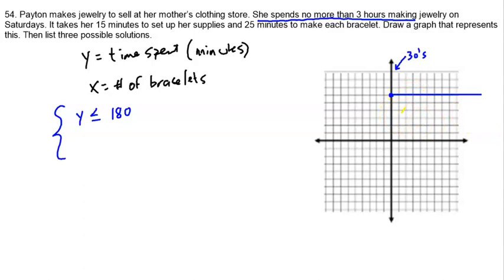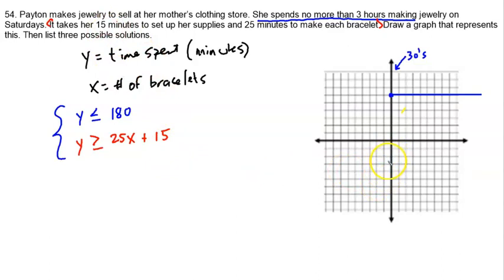And then my other inequality is going to be this. It takes her 15 minutes to set up. Okay, we said that's just a flat. It's always going to take 15 minutes, but then the amount of time spent will depend on how many bracelets, and it takes her 25 minutes per. So we could say that y is greater than or equal to 25x, 25 times the number of bracelets, plus this fixed time of 15 minutes.